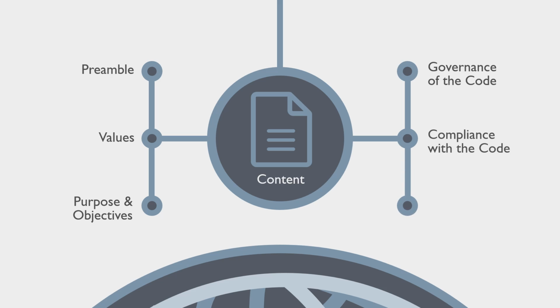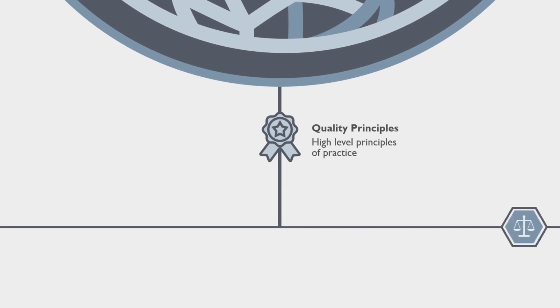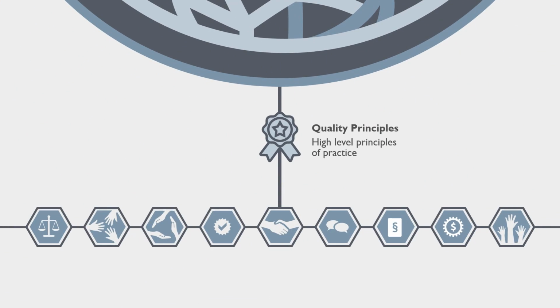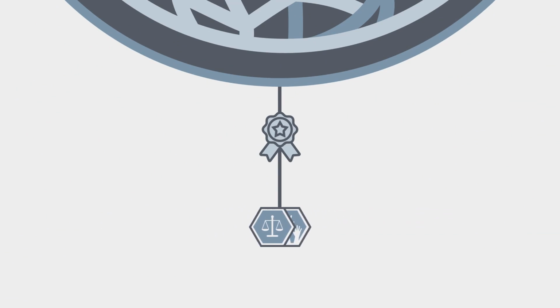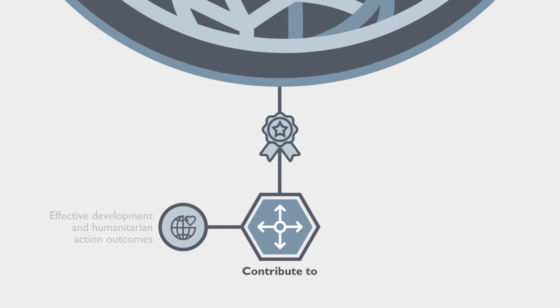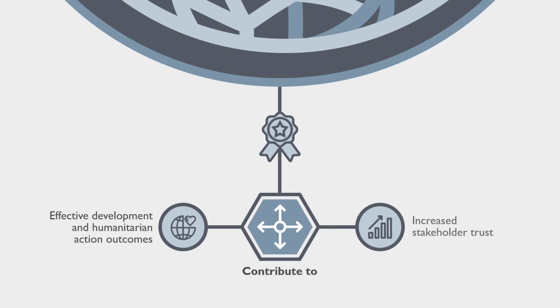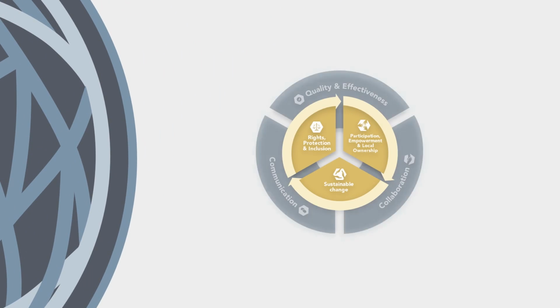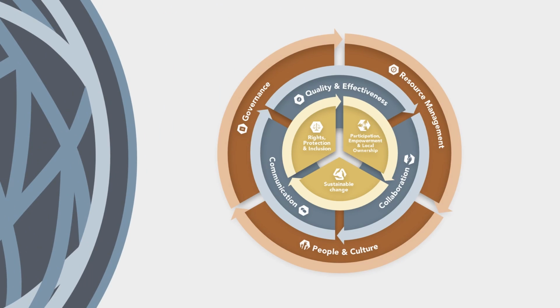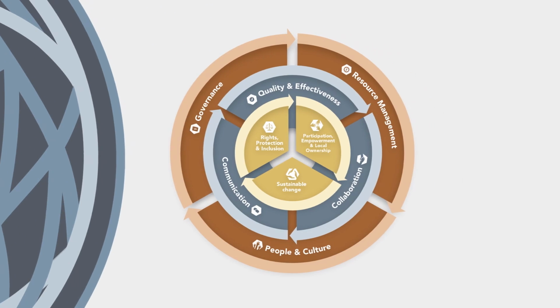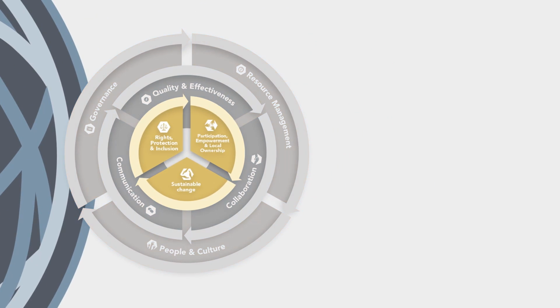Finally, we have the core content of the code, the 9 quality principles and commitments. The quality principles of the code outline the high-level principles of practice that, when taken together, contribute to effective development and humanitarian action outcomes and increased stakeholder trust. You'll see that the quality principles are conceptually represented in a diagram that organises them into 3 clusters within a circle. The first 3 quality principles are shown in the inner cluster.